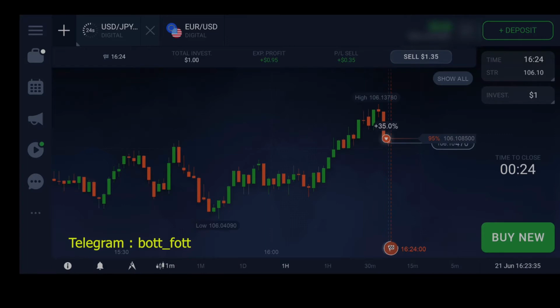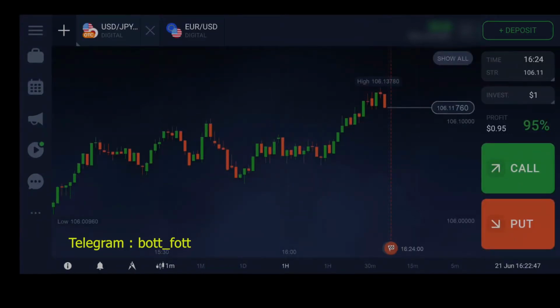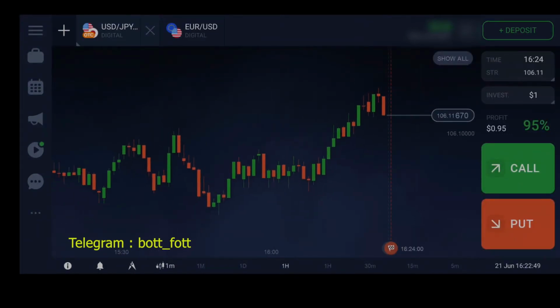So let's get started. I'm into the USD JPY pair because I'm seeing an opportunity. Let's wait for this candle to close, and then I'll explain why I took that trade if I get an opportunity.